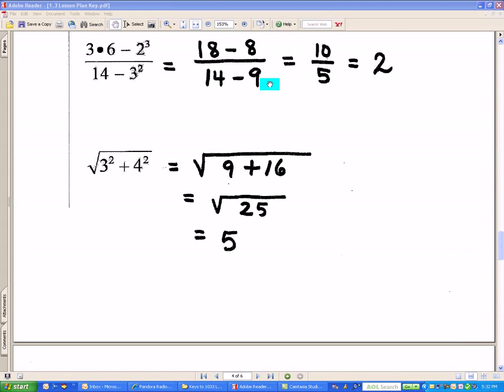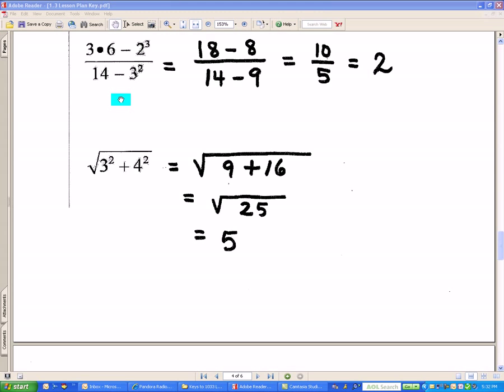Okay, ladies and gentlemen, this is going to be our last example, or our last short video to finish up section 1.3. The problem that you see here, we have 3 times 6 minus 2 cubed in the numerator, and in the denominator we have 14 minus 3 squared.